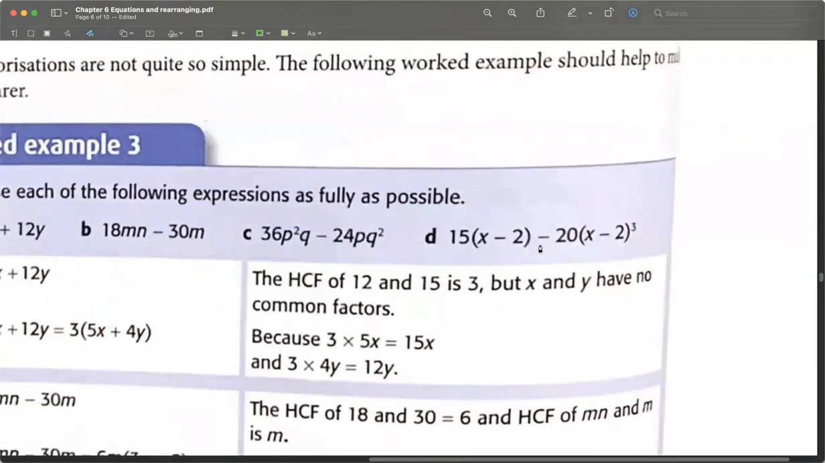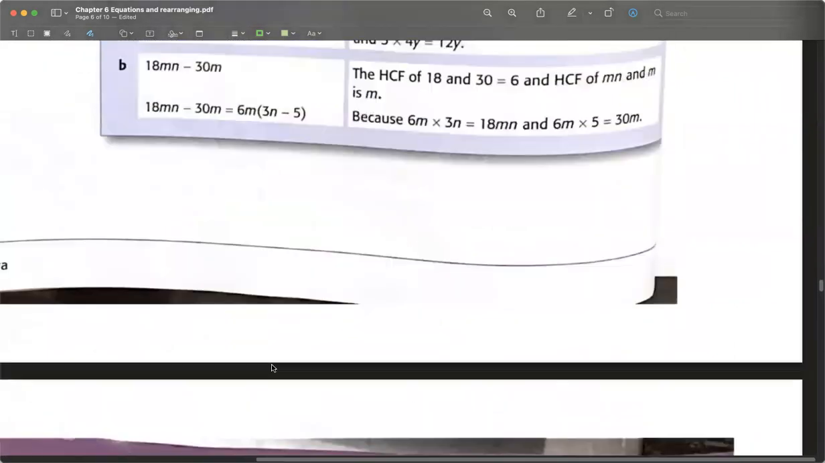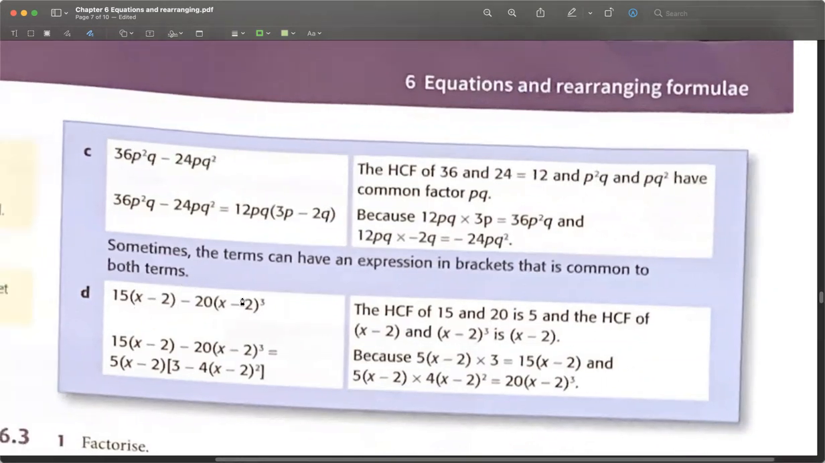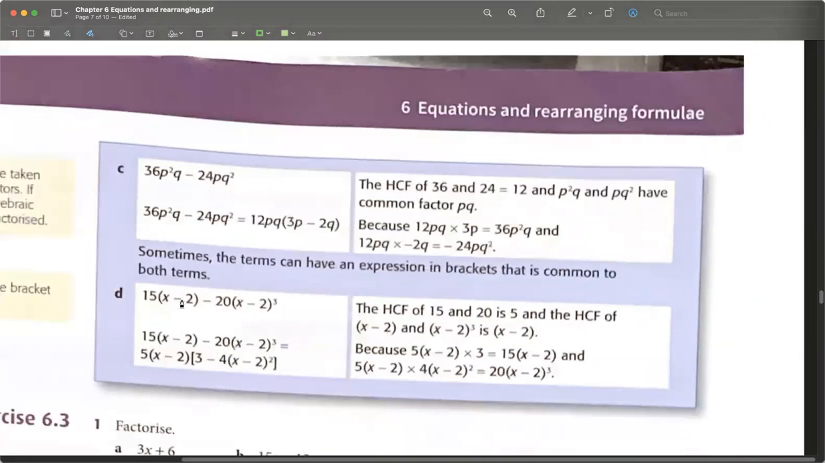If we look at this one here, let's see how they do it for D. Here you know the HCF of 15 and 20 is 5. So we're going to take out the 5. Normally I'll tell students, let's change this into an alphabet that we hardly use for unknowns. So for example here, 15(x minus 2) minus 20(x minus 2) cubed. You can see these two things are the same. This is very important. You better learn it now, then it's easier later.